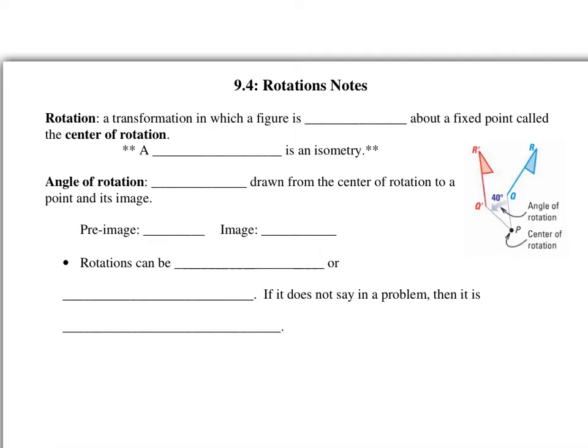So far in the other videos, we've talked about translations and reflections, and rotations is the next one. So rotations is the third transformation, and a rotation is a transformation in which a figure is turned about a fixed point called the center of rotation. And a rotation is also an isometry, which means that it is a congruent transformation. So all the pieces, once they are the pre-image or the image, are congruent to each other.